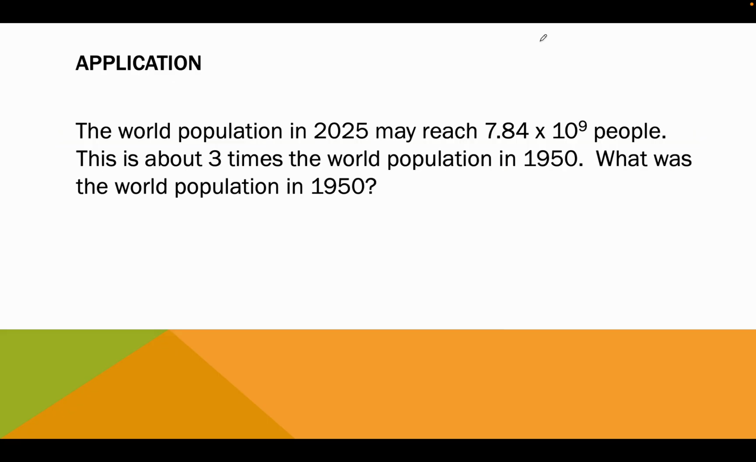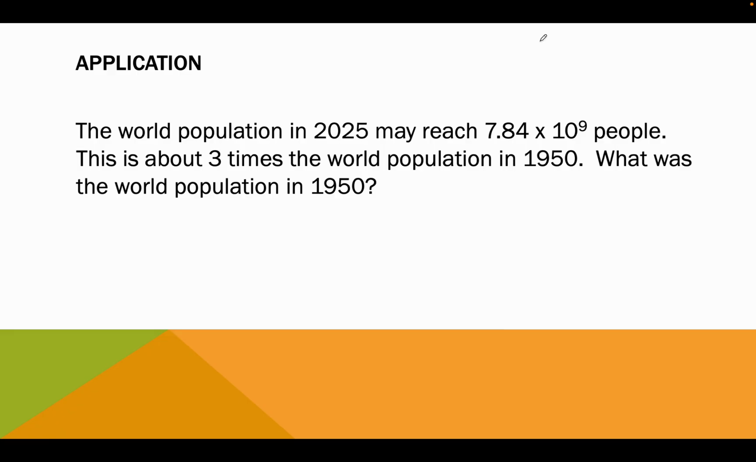For an application, there are a lot of times where we use scientific notation when computing addition, subtraction, multiplying, and dividing, depending on the values that we're working with, and you'll be experiencing this more and more as you study different sciences. If the world's population in 2025 may reach 7.84 times 10 to the 9th power people, this is about 3 times what the population was in 1950. What was the world population in 1950?